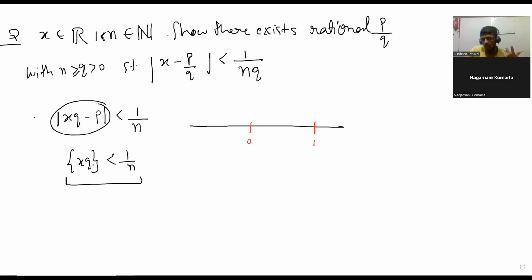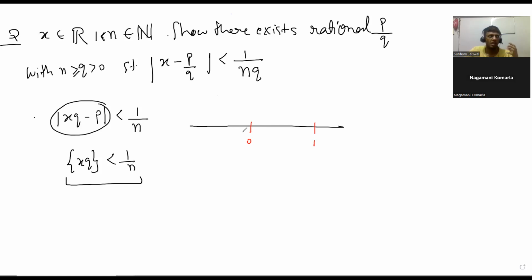Now you see, if x was rational, there is really nothing to do. There was no need for me to say that, but this can be done for some cases at least. So for rational x it is trivial. But if x is irrational, then what do you do?